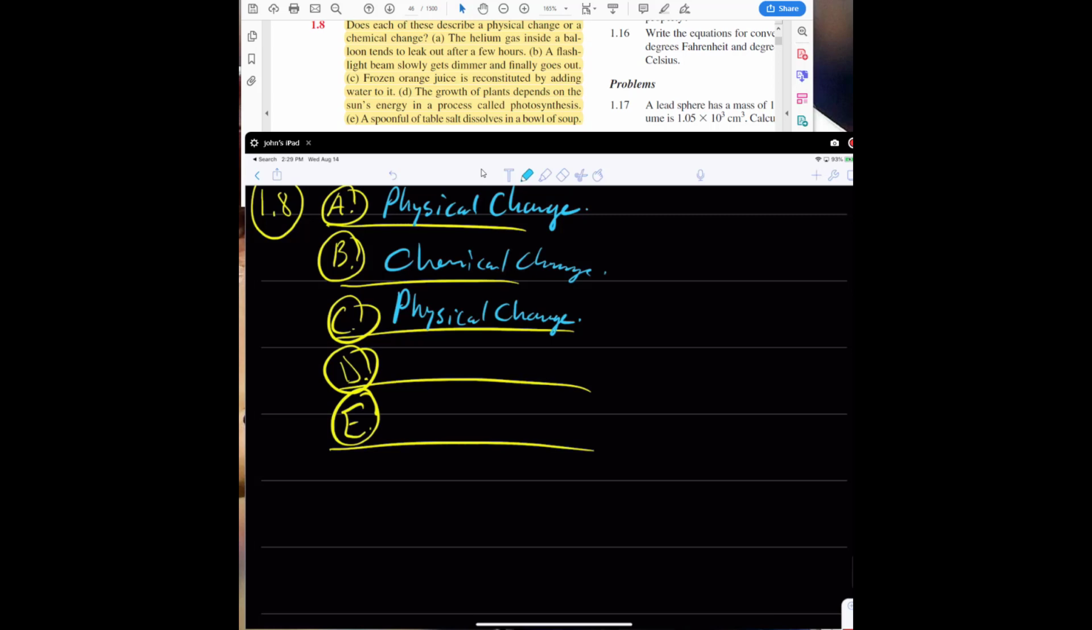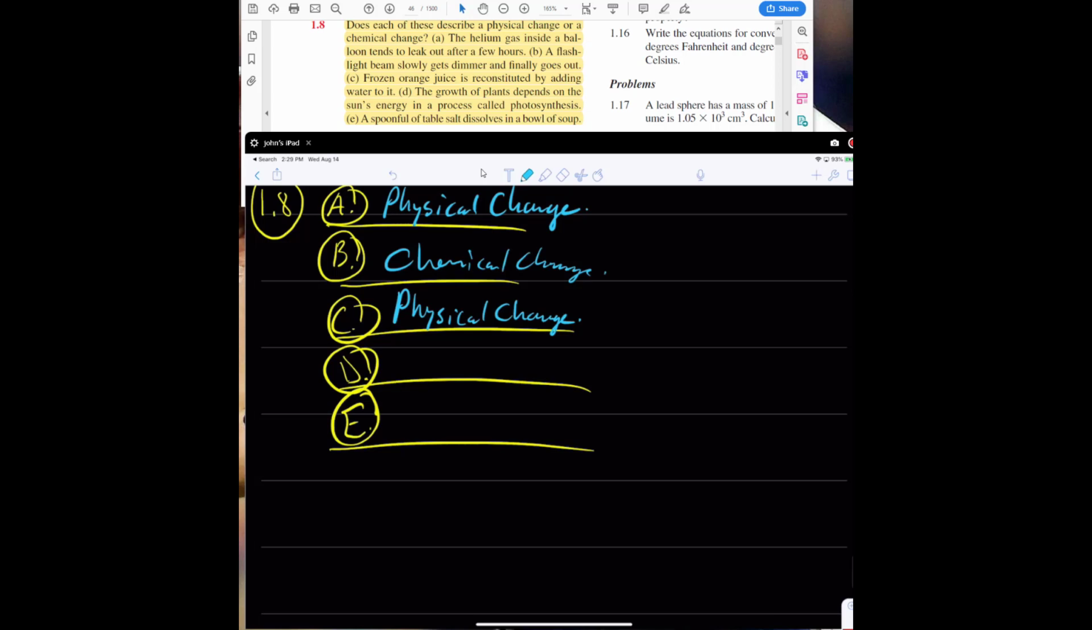You want to ask yourself, in each of these situations, from the starting point to the end point, is it possible to go back? If it is possible to go back, then it's a physical change. If it's not possible to go back, it's a chemical change. And that's because the chemical change has permanent effects.